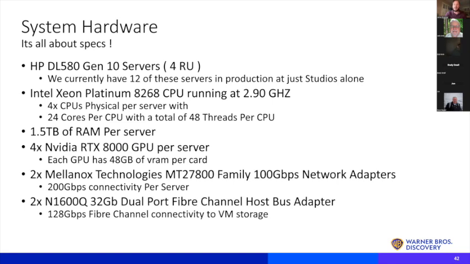We got 1.5 terabytes of RAM per server. We have 4 of these RTX 8000 GPUs in each server, and each one of those has 48 gigs of RAM on them. We have 2 Mellanox 100 gigabit per second network adapters. They are in an LACP bond, so we get a theoretical 200 gigs per second. And we have 2 32 gig dual port fiber channel host bus adapters. This is what we use to connect to the backend storage where all the VMs live.